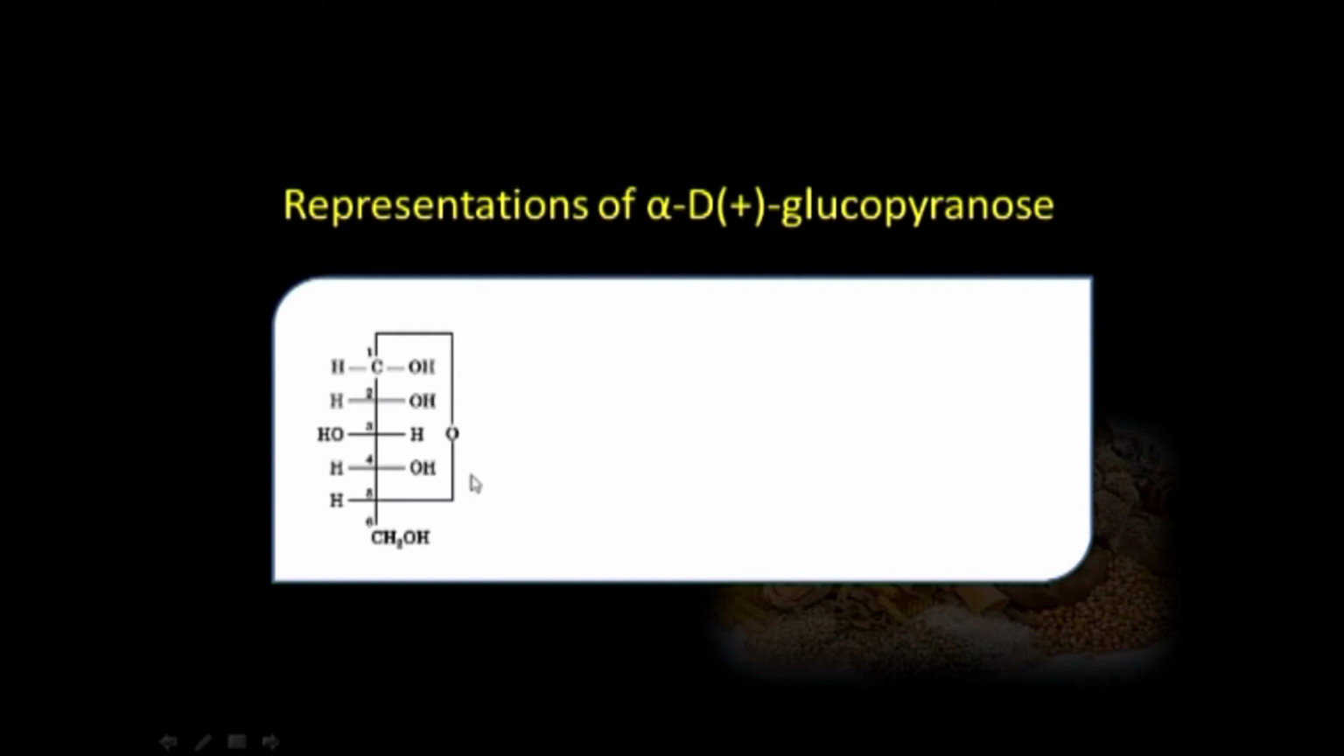Then another representation was given, the Haworth representation, in which this ring is placed in a horizontal way. That means it is in this plane, and this is the ring formed using hydroxyl and oxygen, tilted like this. So it becomes a horizontal plane, and the right hand upper corner is always given to oxygen.